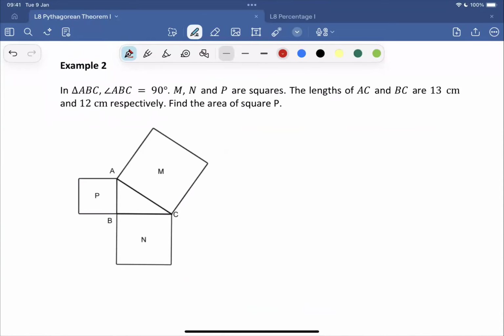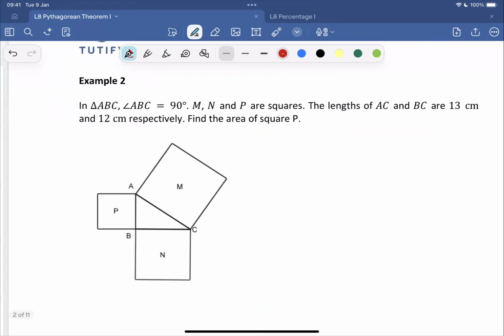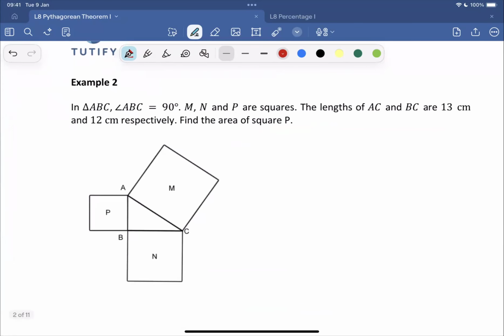So in example number 2, you have 3 squares and they connect to each other, forming a right angle triangle in the middle. Now, what information do you have? They say that angle ABC is 90 degrees, which is the most important thing you need to look out for in order to apply the Pythagoras theorem. It only works if the angle is 90 degrees, okay?